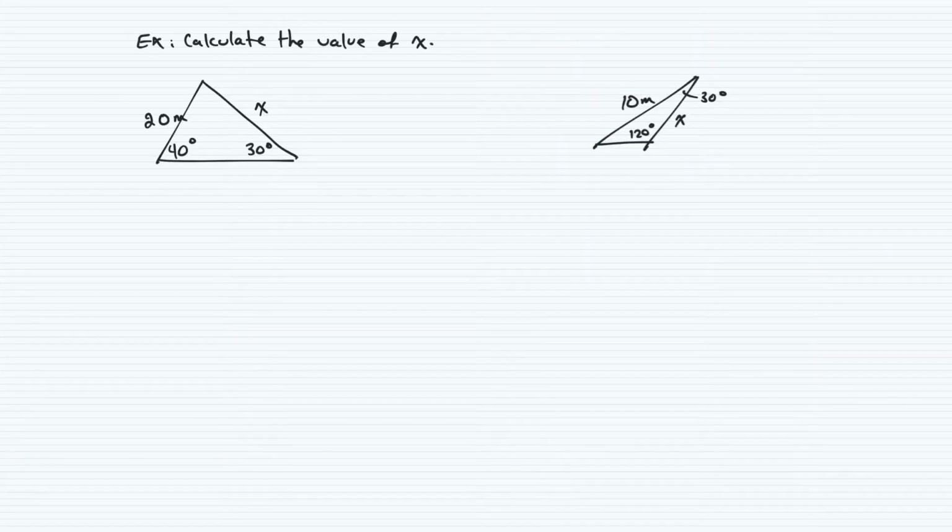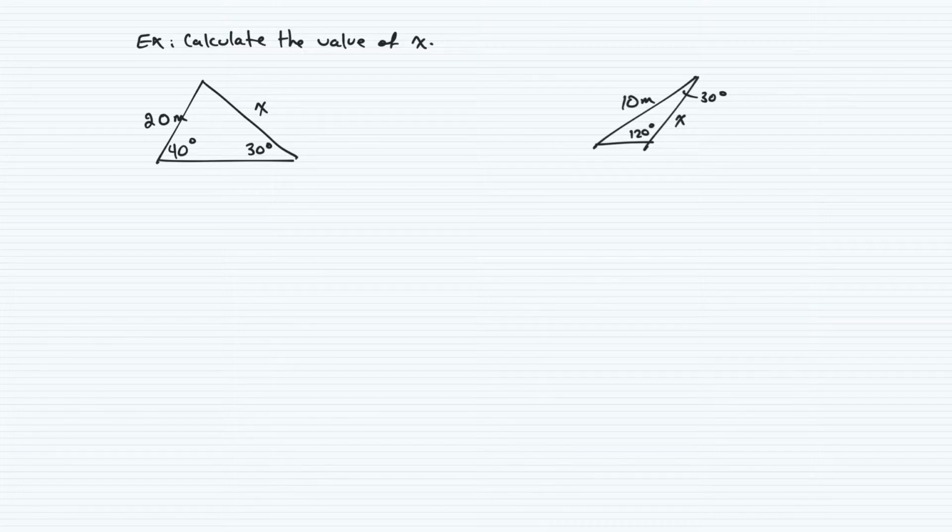The sine rule is an excellent tool to use when we're looking for a missing side and we're given two angles. So in both of these cases, we're given two angles and one of the sides, and we have a missing side. In this case, we know that this is our length and this is the angle opposite to it. So x over sine 40 should equal 20 over sine 30.